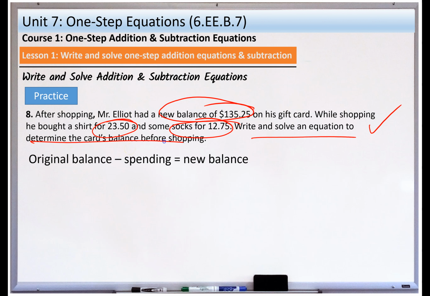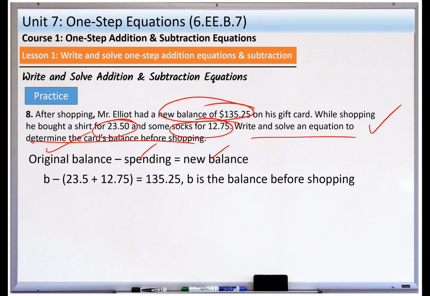So we want to find out what this was, right? So original balance, what you spend, is your new balance, and we were told how much they spent and what his new balance was. So my equation would be B is the balance before shopping. B minus the sum of $23.50 and $12.75 is equal to $135.25, which is the new balance. So if I add those two, my equation is B minus $36.25 is equal to his new balance.